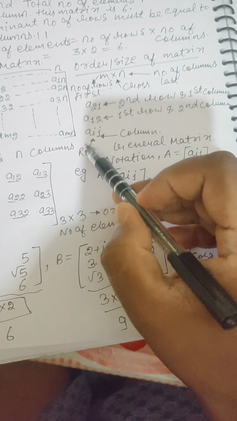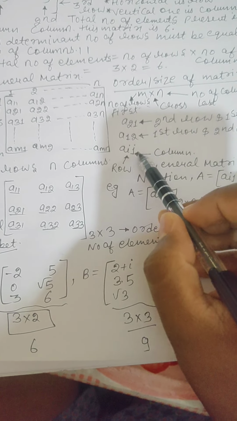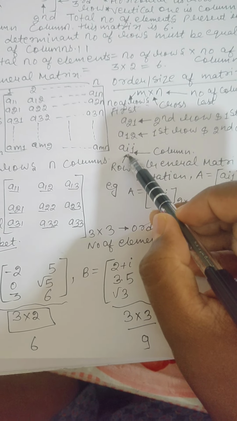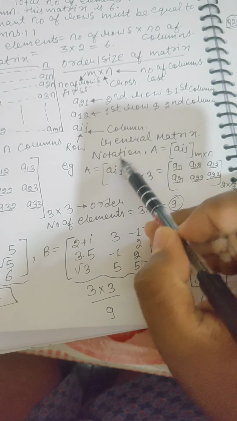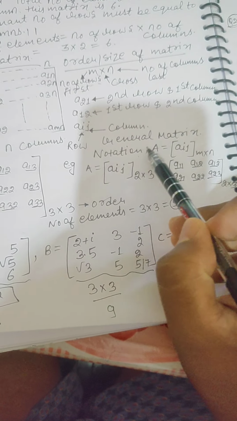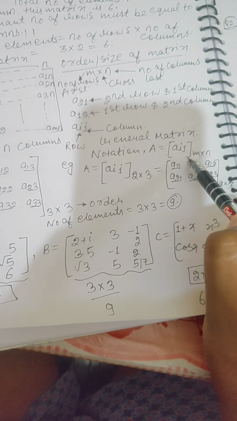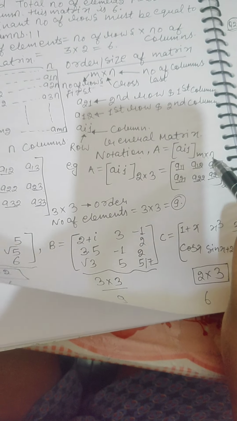So how can it be represented? The matrix can be represented as a small aij, where i represents the rows and j represents the columns. In general matrix notation, a matrix is always represented by a capital letter. So A = [aij] of order m cross n. What is m cross n? It is the order of the matrix.